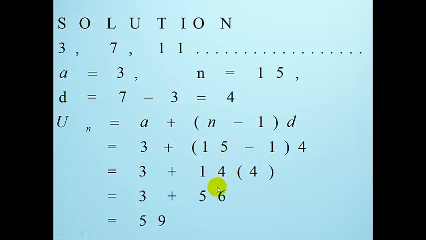Now we have 3 plus (15 minus 1) times 4, and 15 minus 1 equals 14. 14 times 4 will give us 56. So we have 56 plus the first term, that is 3, and 3 plus 56 is equal to 59. This means that the 15th term of the sequence is 59.